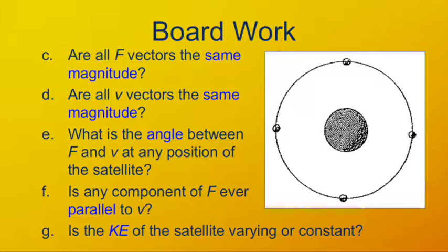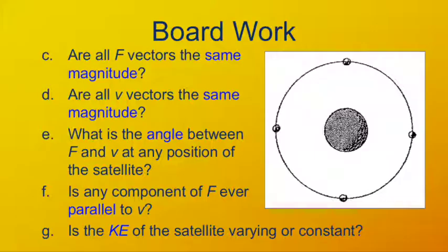So C, are all of the force vectors the same magnitude, or are they different? Are all velocity vectors the same magnitude, or are they different? What's the angle between force and velocity? Remember, this is uniform circular motion. The scenario is something we haven't worked at before: satellites revolving around planets. But the idea, the mechanics, is the same. It's uniform circular motion.